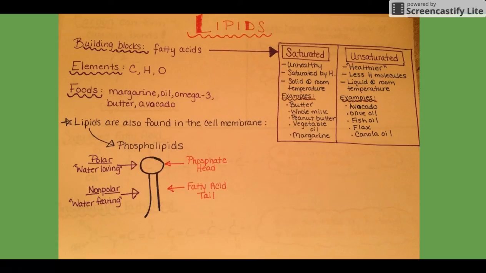Another place that lipids are found is in our cell membrane. So we'll talk about this more when we get to cells, but for now, know that there's something called a phospholipid in our cell membrane.